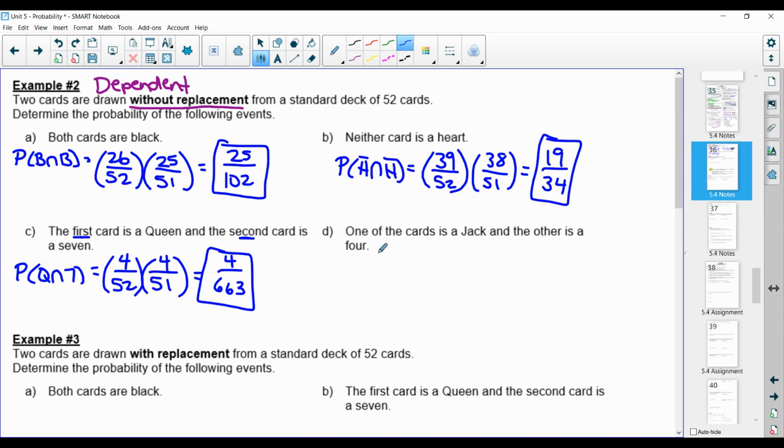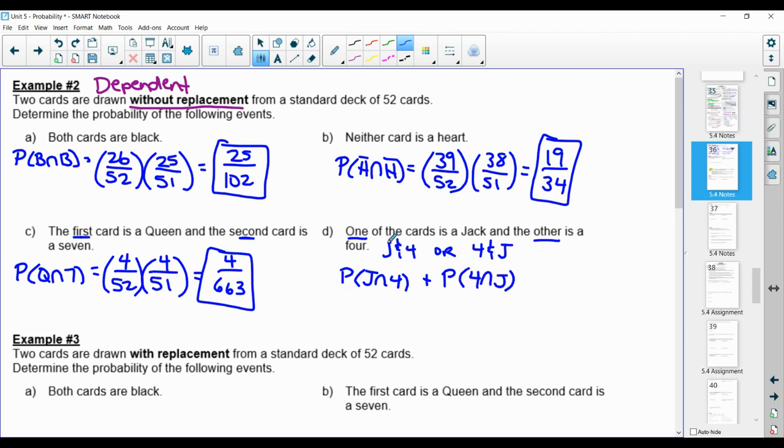Now this last question here is slightly different than the one right before it. It says one of the cards is a jack and the other is a 4. Notice in part C it says the first card is a queen and the second card is a 7. We're very specific on order. This time it just says one is a jack and the other is a 4. So that means we can get a jack and a 4, or we can get a 4 and a jack. So we have to consider both scenarios. All right, so that means we're looking at the probability of a jack and a 4 plus the probability of a 4 and a jack.